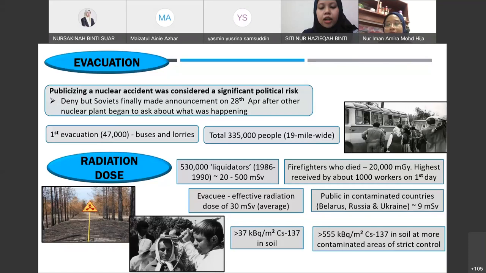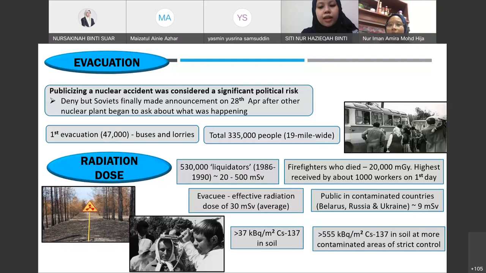And also the public in the contaminated countries, which are Belarus, Russia and Ukraine, received around 9 millisieverts of effective dose. And also in these three countries, they found more than 37 kilobecquerel per square meter of cesium-137 in their soil, and more than 555 kilobecquerel per square meter of cesium-137 in soil at more contaminated areas of strict control.